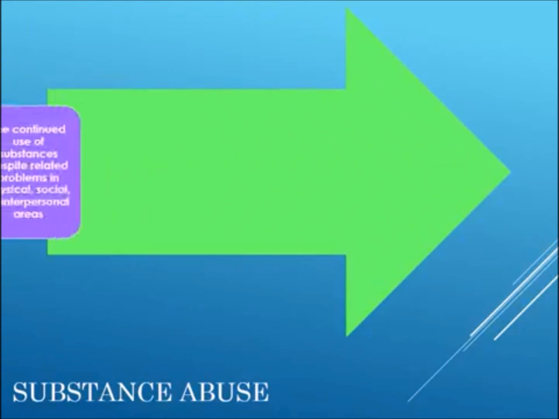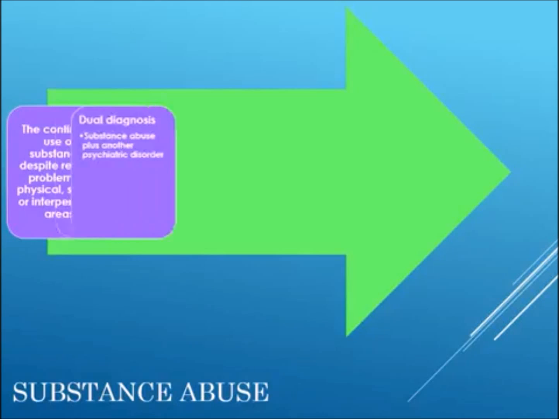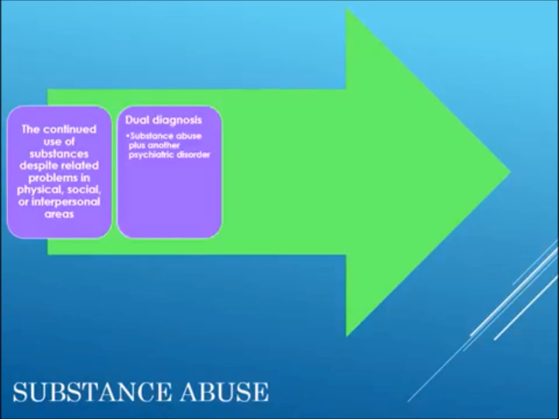The effects of alcohol and drugs on pregnancy are well known and include the continued use of substances despite related problems in physical, social, or other interpersonal areas. Substance abuse usually goes hand in hand with another psychiatric disorder. This is a dual diagnosis situation. As previously stated, the damaging effects of drugs and alcohol on the fetus are well known.